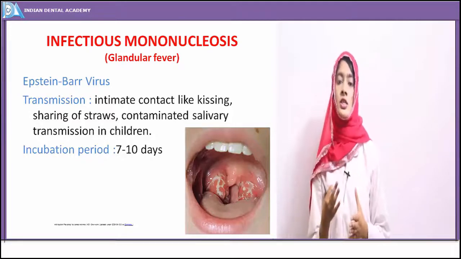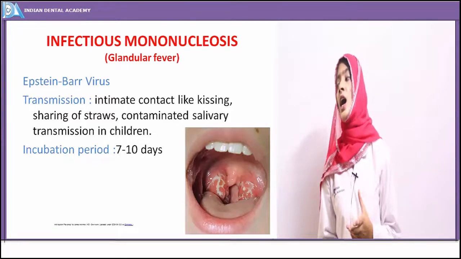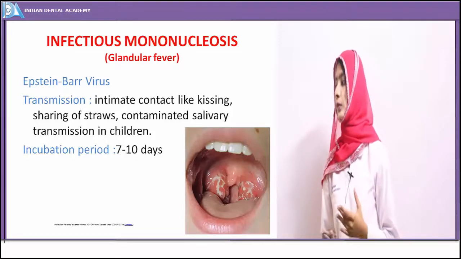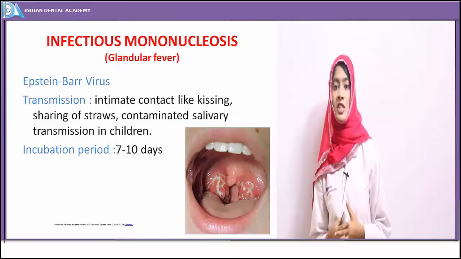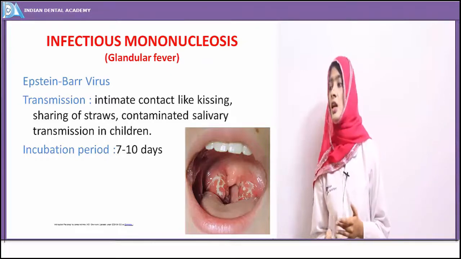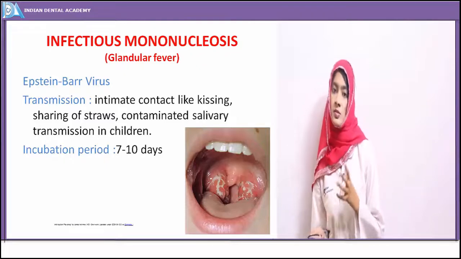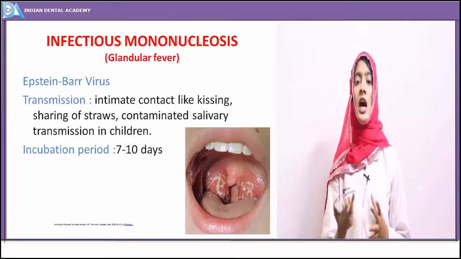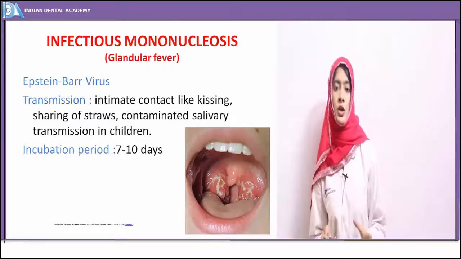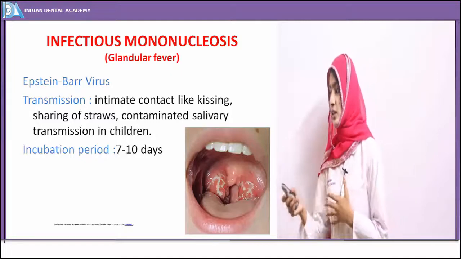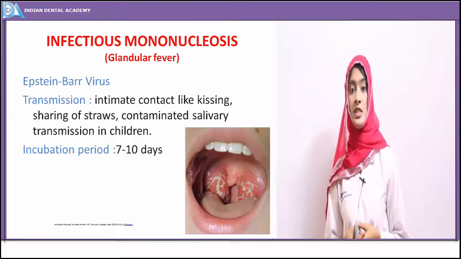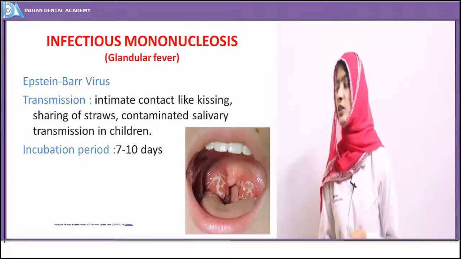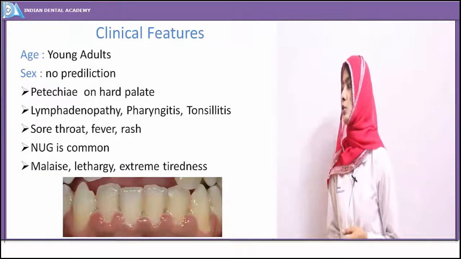Infectious mononucleosis is caused by Epstein-Barr virus. Actually, Epstein-Barr virus is also a form of herpes virus. The incubation period for infectious mononucleosis is 7 to 10 days. The characteristic clinical presentation includes the association of pharyngitis along with lymphadenopathy and the oral manifestations. Here in the picture you can see the pharyngitis. The association of pharyngitis and lymphadenopathy is very important for the diagnosis of infectious mononucleosis.